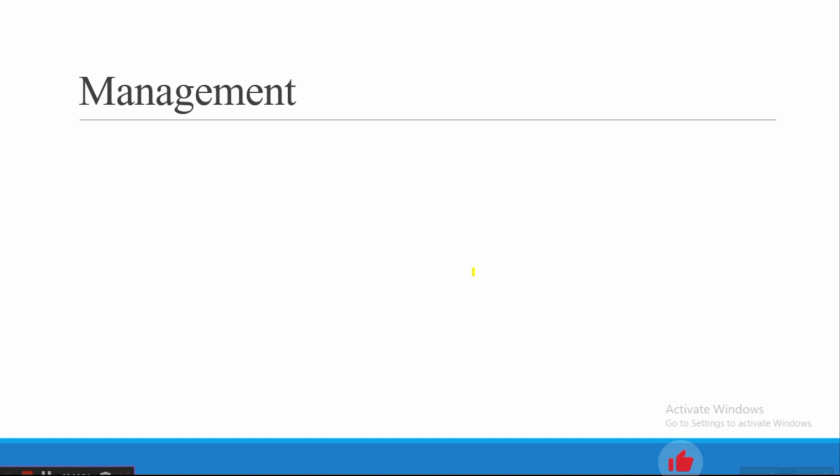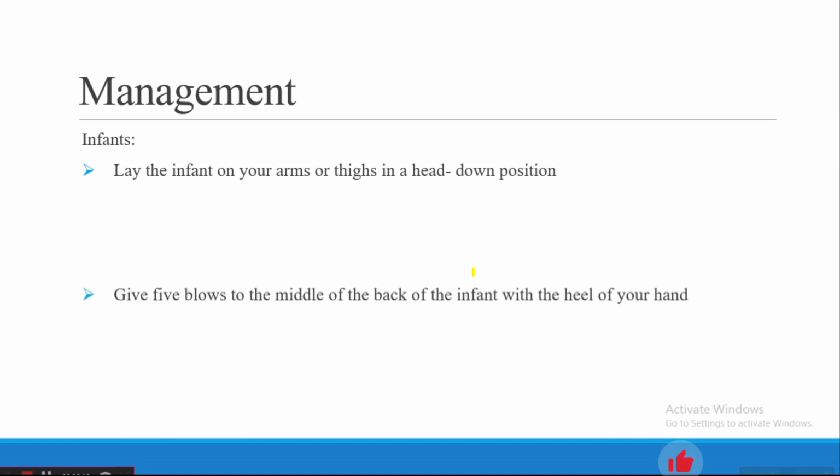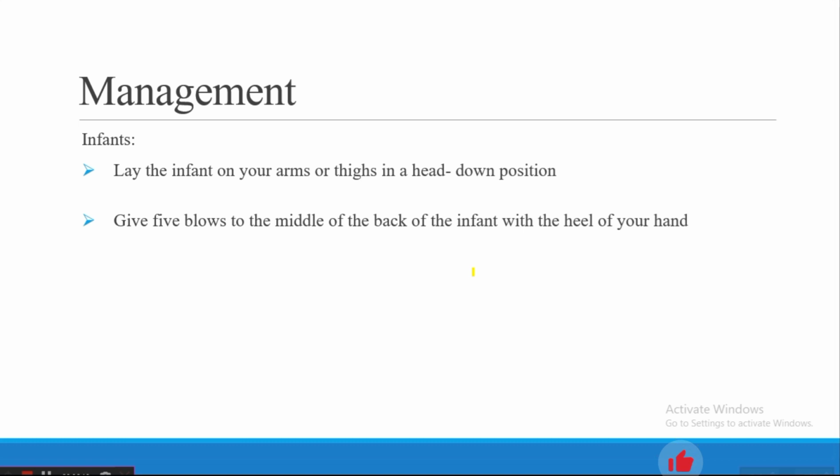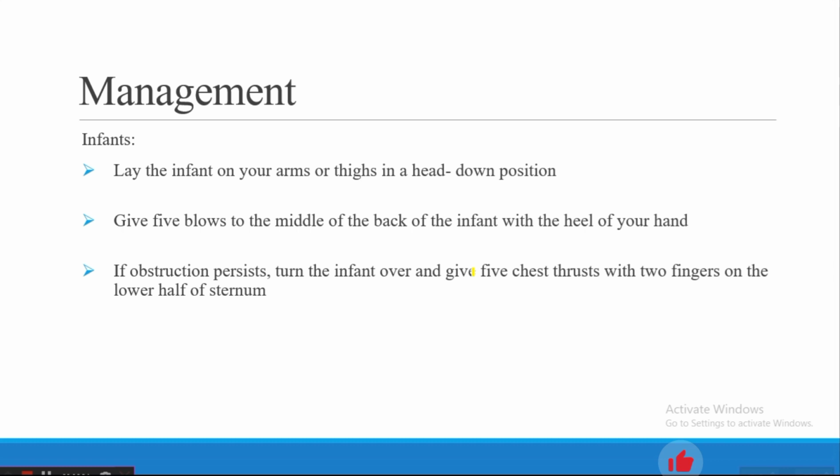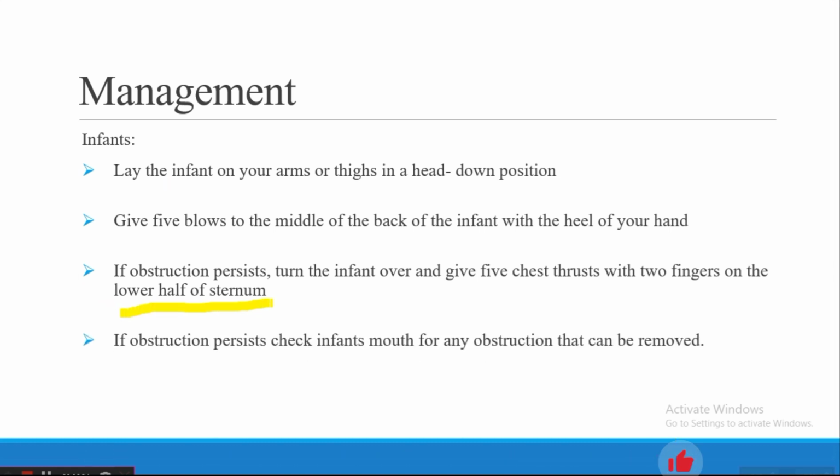So how do you manage choking in infants? You lay the infant on your arm or thigh in a head-down position. You give 5 blows to the middle of the back of the infant with the heel of your hand, and then if the obstruction persists, you turn the infant over and give 5 chest thrusts with 2 fingers on the lower half of the sternum. If the obstruction persists, you check the infant's mouth for any obstruction that can be removed.